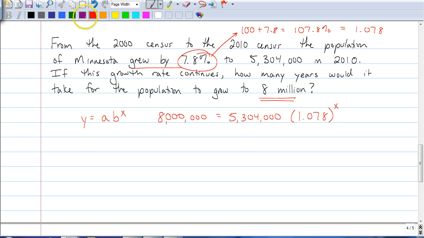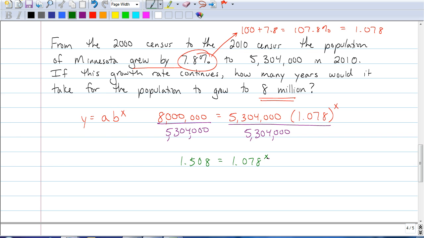Remember, we want to get the base by itself, so I'm going to divide both sides by 5,304,000. And as a result, we get our answer, at least on this side, 1.508 equals 1.078 to the x power. Now we're not going to divide both sides by 1.078. Don't do anything weird like that. Please remember these three steps. Our first step is to get the base by itself.